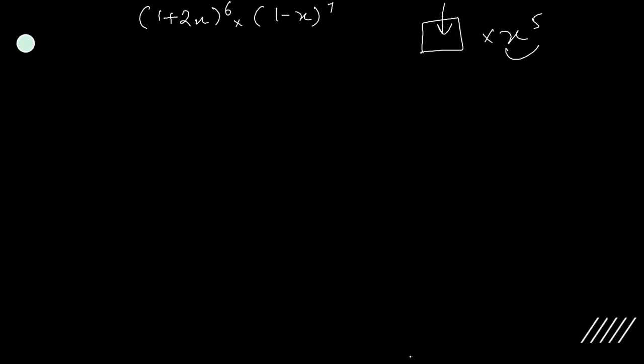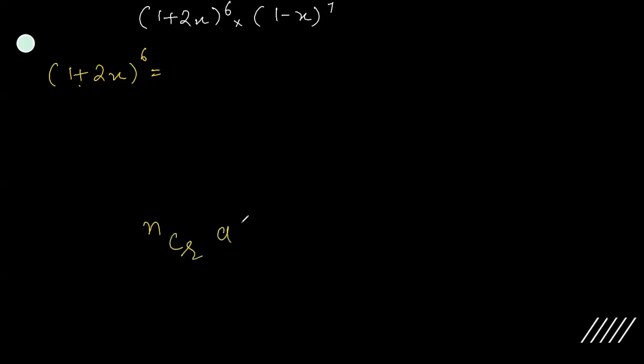So let's start. The first expansion that you have, let me change the color. Yeah. So the first expansion you have is 1 plus 2x raised to the power 6. When you expand it now, you have to use the formula. Which formula you have to use? That is nCr, a raised to the power n minus r and b raised to the power r.